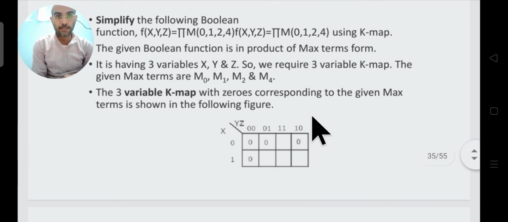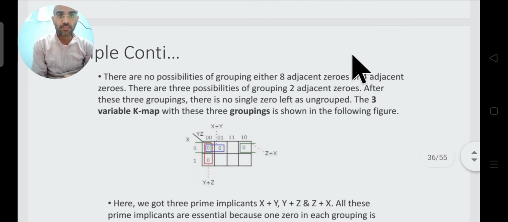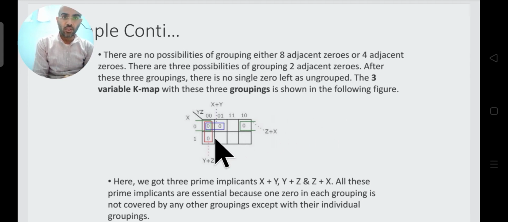That is what the reason is. Okay, now once we have filled up the entries, then let's try to solve this. So let's try to form the groups. If the quads are not possible, then we form the pairs. So let's see the pairs. So what are the pairs?